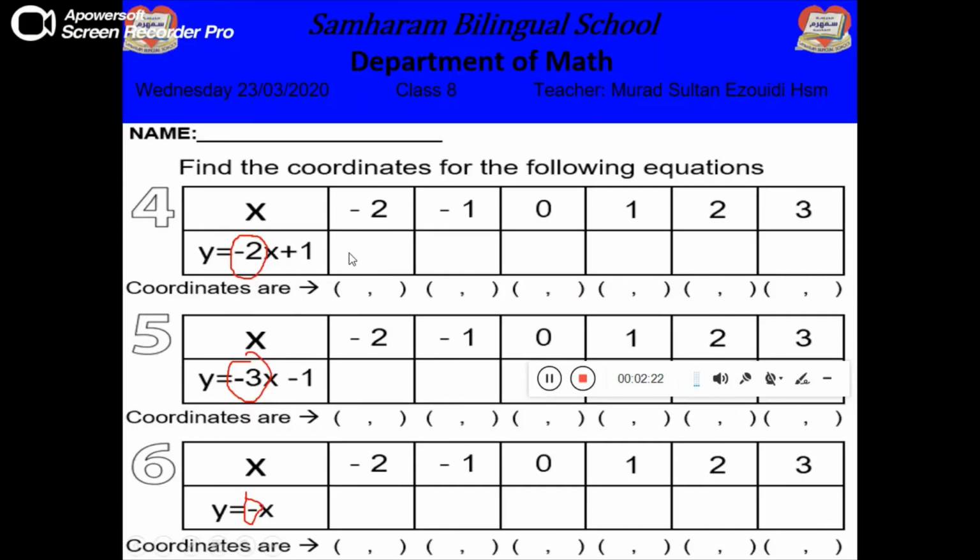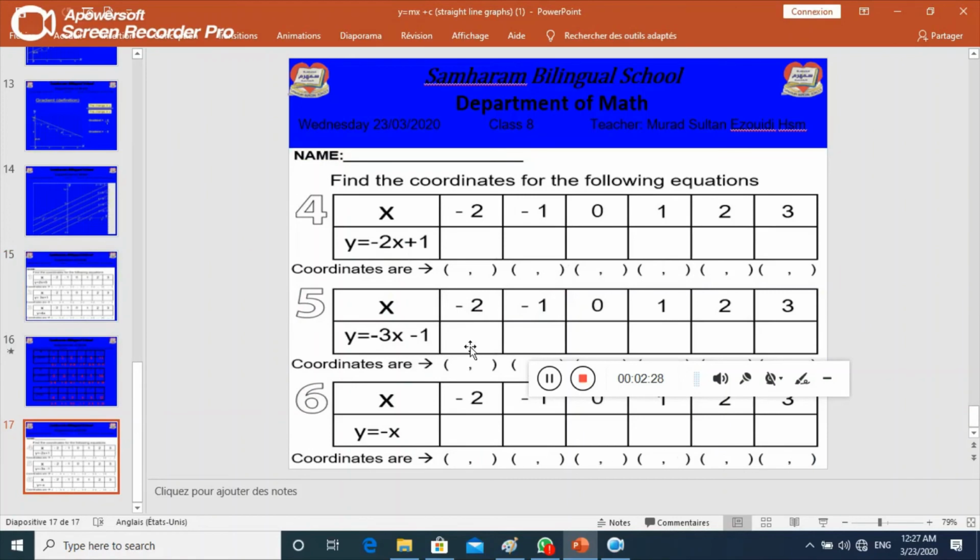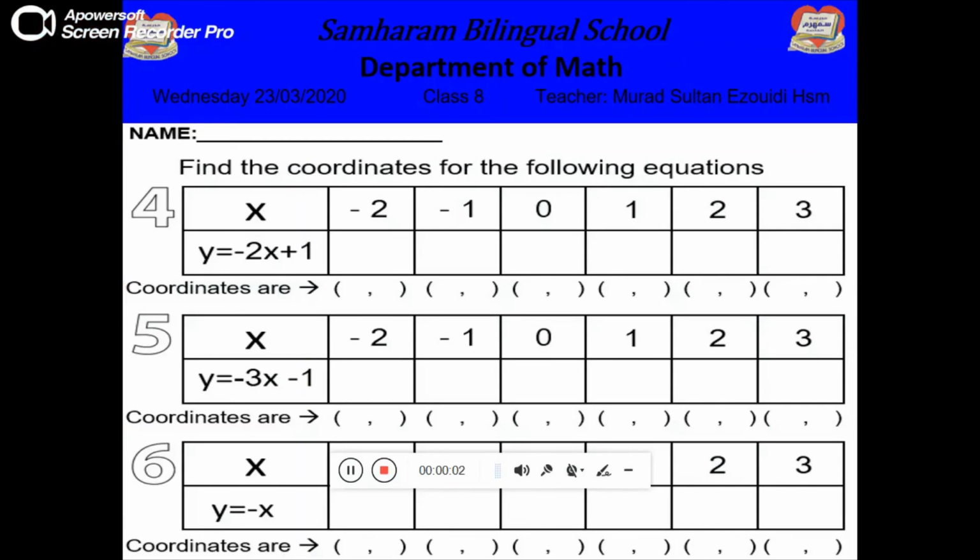Now, my kids, we will try to do this exercise. We'll use a pen. We told that the gradient is negative, isn't it? And here also is negative, so the graph of this line goes downwards. This is also negative 1, but the 1 is not written. The coefficient of x in these three equations is negative, so the gradient should be negative.